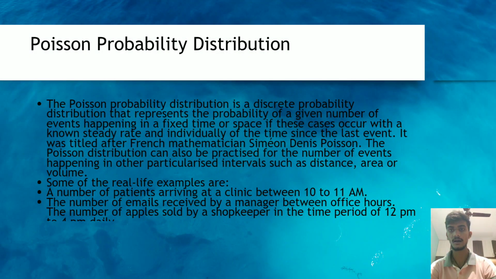Some examples of real-time applications are the number of patients arriving at a clinic between 10 and 11 pm, the number of apples sold by a shopkeeper in the time period of 12 to 4 am, and the number of emails received by the manager during office or working hours.